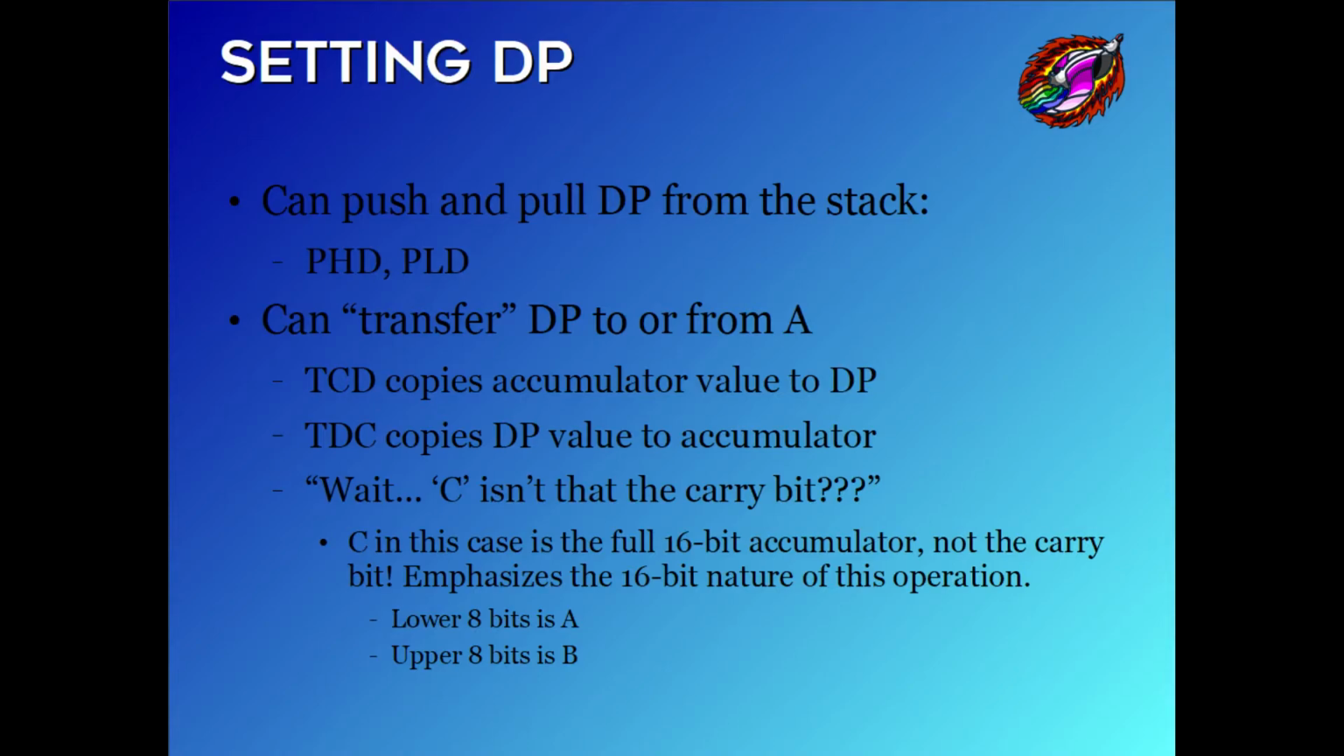But when they're talking about a 16-bit accumulator on a 65816, they call that C. The lower 8 bits of the accumulator is called A, the upper 8 bits of the accumulator is called B, and the total 16-bit accumulator is called C. So when you're transferring C to D or transferring D to C, you will want to make sure that your accumulator is 16 bits wide before you work with that. And we'll see an example of this in the example code.